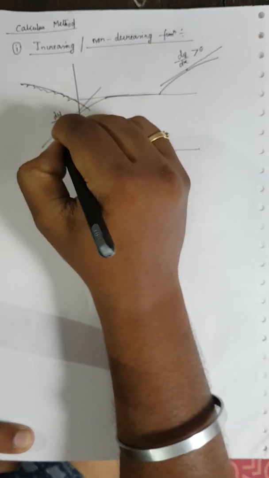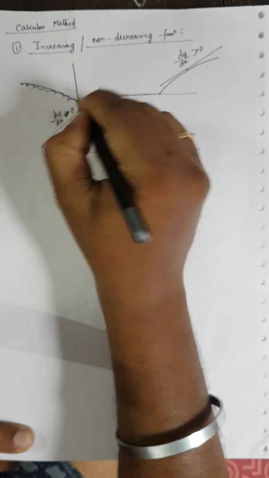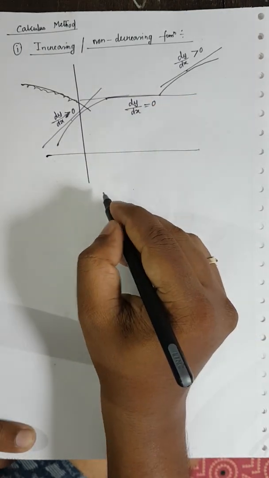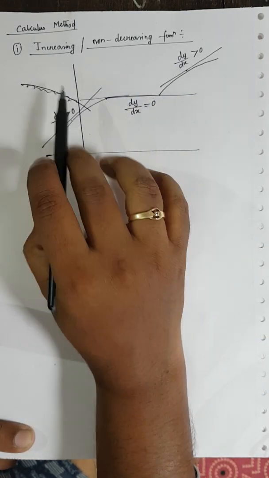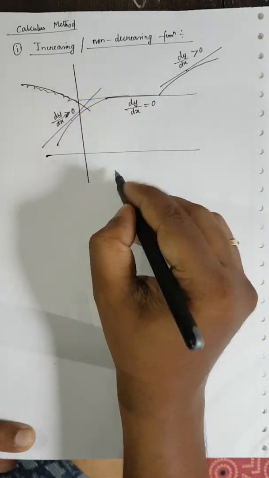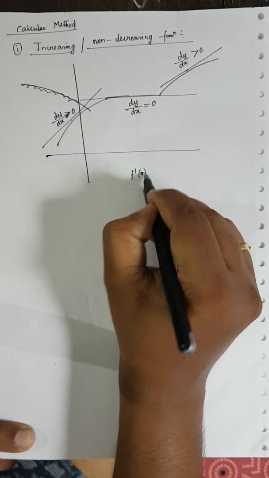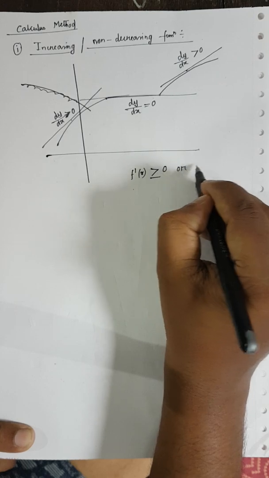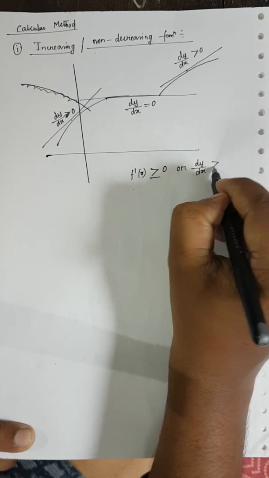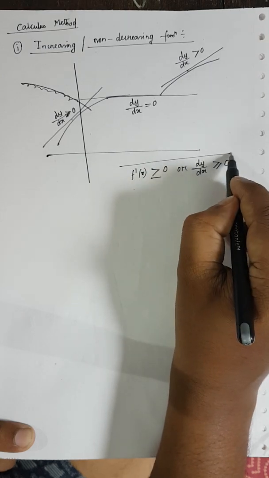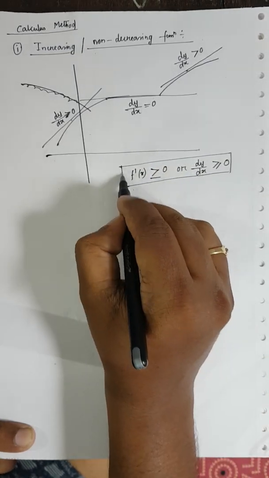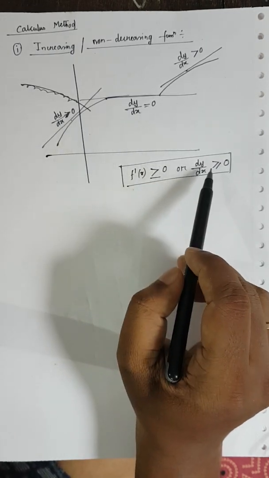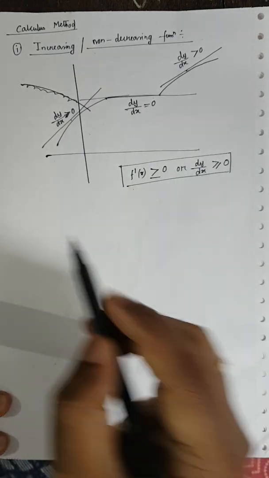At this phase, dy by dx greater than 0, and at this phase it is parallel to the x-axis. Therefore, its slope will be equal to 0. Therefore, you can say that for an increasing function or non-decreasing function, the slope of the tangent at any point on the graph will be positive or equal to 0. You can also write dy by dx is greater than or equal to 0. So in case of an increasing or non-decreasing function, the f dash x at any point on the graph will be greater than or equal to 0. This is for increasing or non-decreasing function.